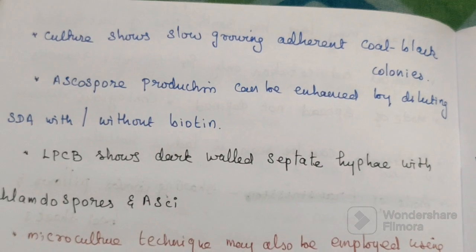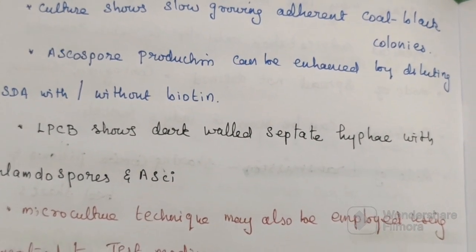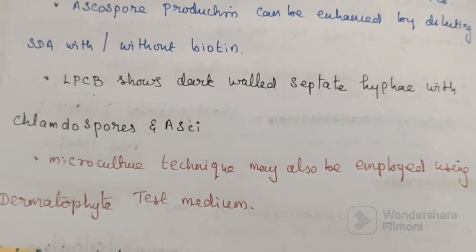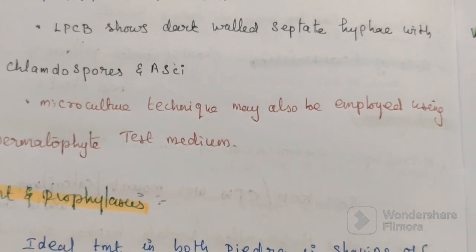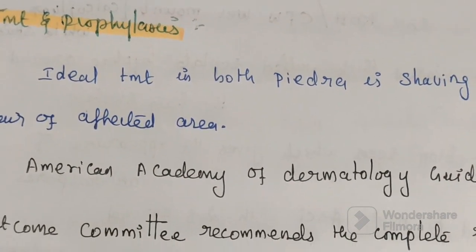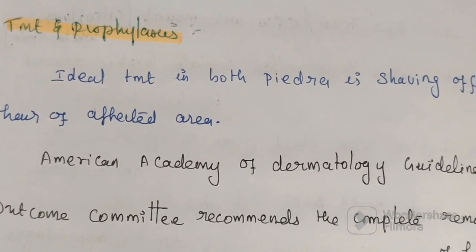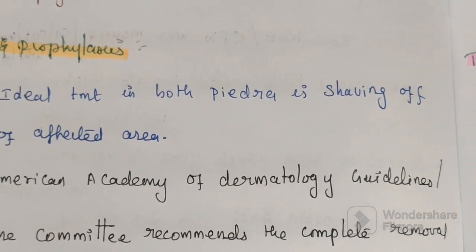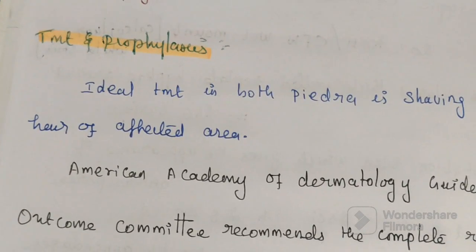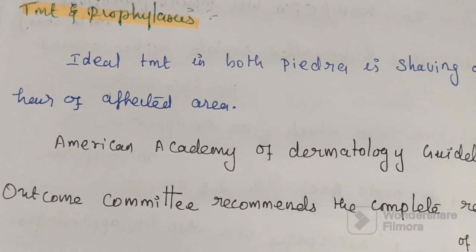So here, lactophenol cotton blue shows dark walled septate hyphae. Microculture technique may also be employed. Then treatment and prophylaxis of black Piedra. The ideal treatment of both Piedra, that means black and white, is shaving of hair of the affected area.